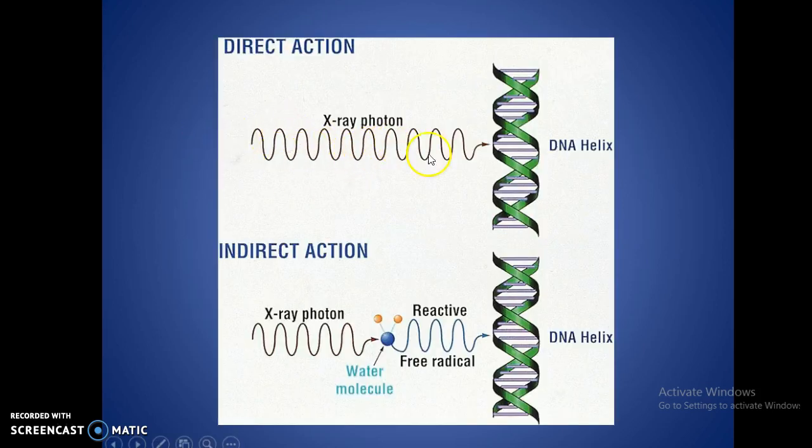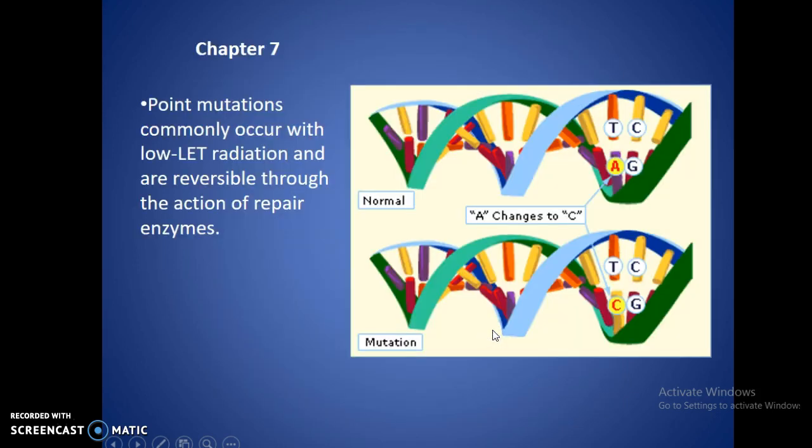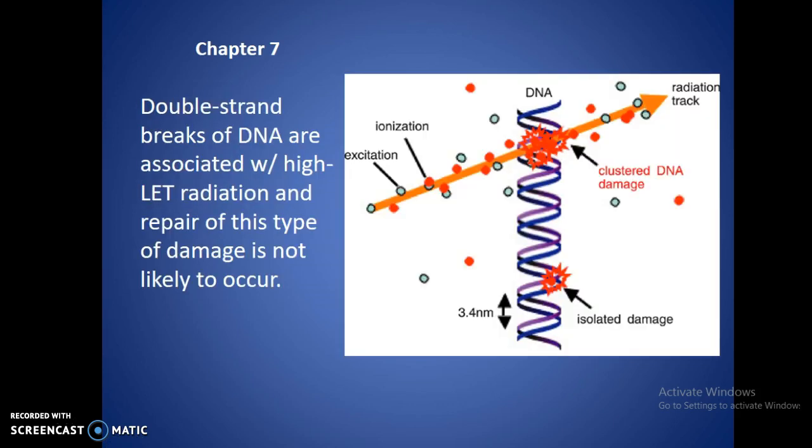This visual slide here kind of sums it up a little bit more. The radiation photon comes in, reacting right on the DNA helix, as opposed to indirect action, where it will react with this water molecule and give you a free radical, and then that free radical in turn hits the DNA helix as well. Point mutations, we're not going to cover that too much.